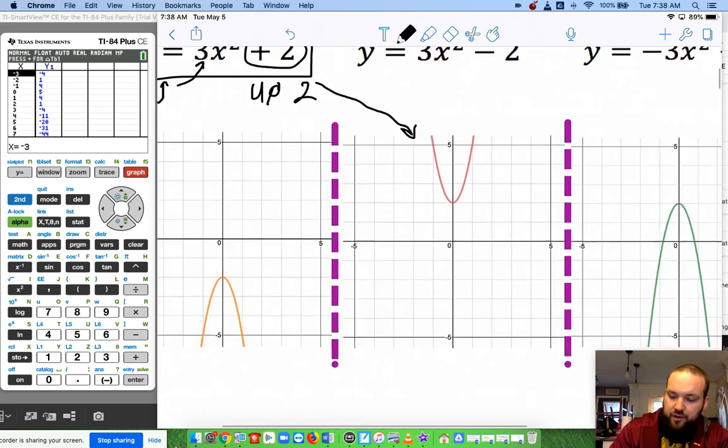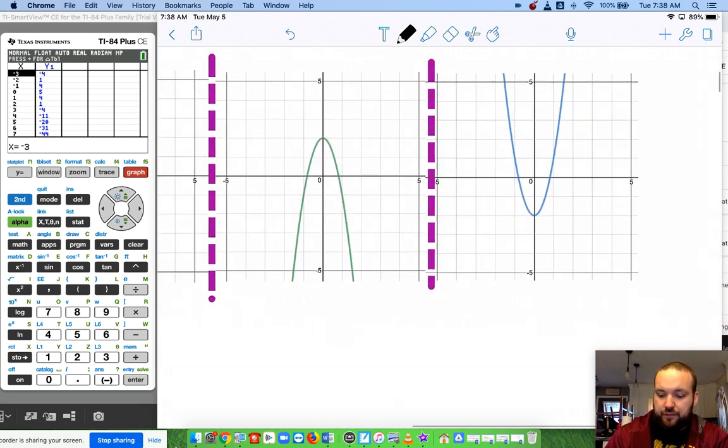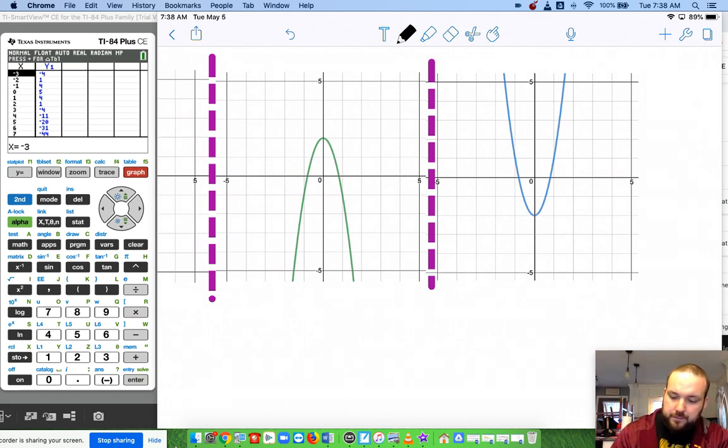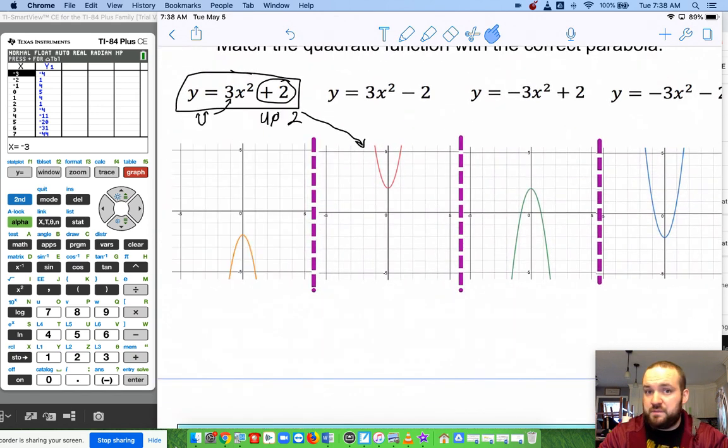If we scan all the other graphs, we see that this one starts at 2, but it actually opens down. And that would only happen if we had a negative a value. And then this last graph does open up, but it starts 2 down. This blue graph has been moved down 2 units from the x-axis. So that's not going to match that one. So we have the graph that corresponds with that first equation.